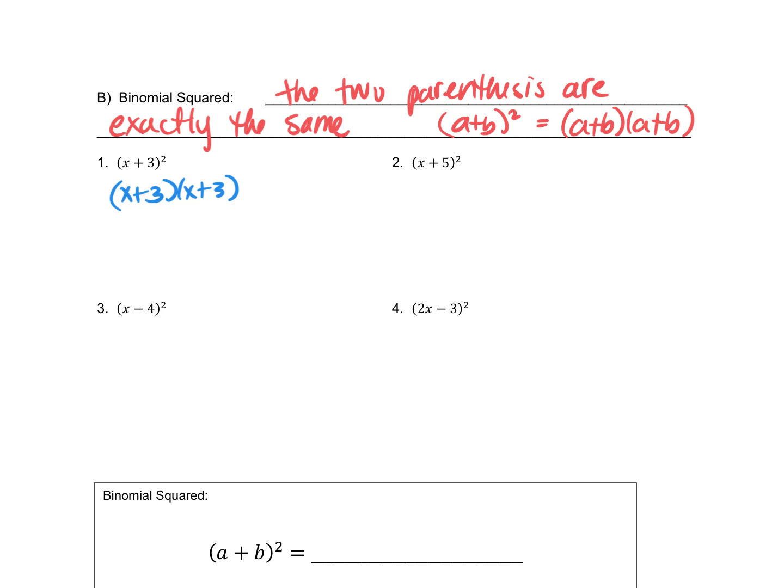So x times x is x squared. X times 3, 3 times x, 3x, and 3 times 3, 9. So we get x squared plus 6x plus 9. I'm going to jump down and do 3, and then I'm going to have you do 2 and 4 on your own. So what's the first thing I'm going to do on number 3?